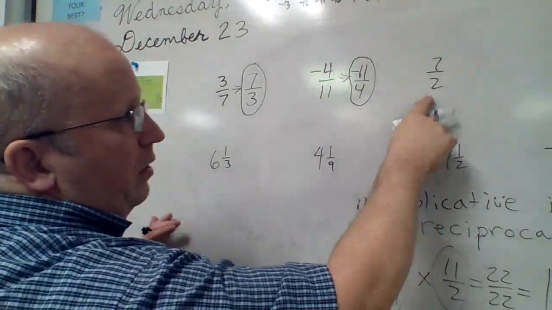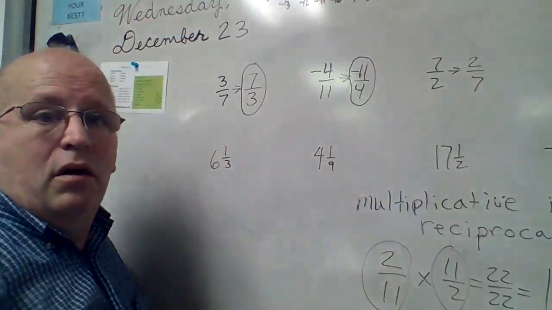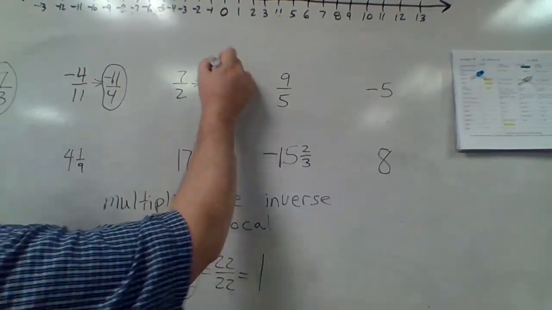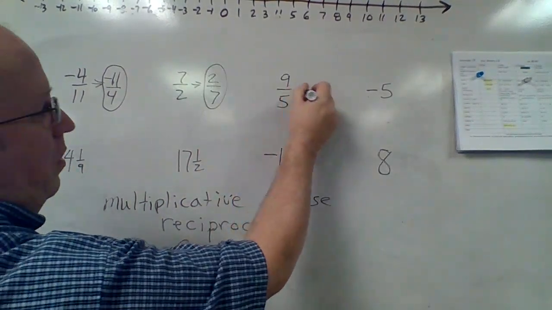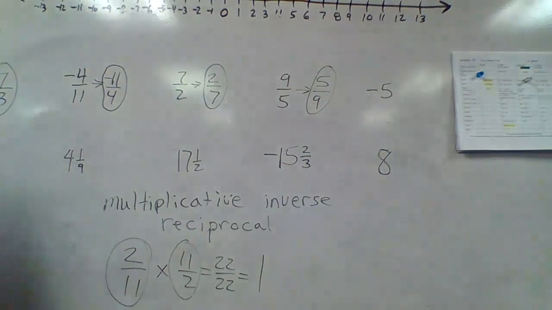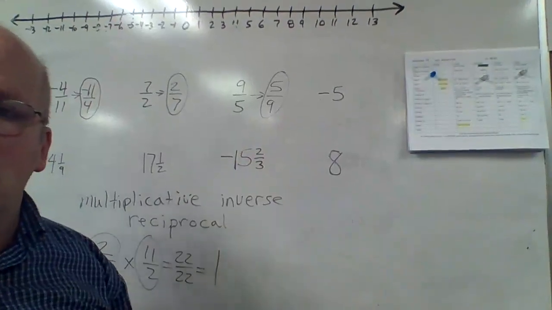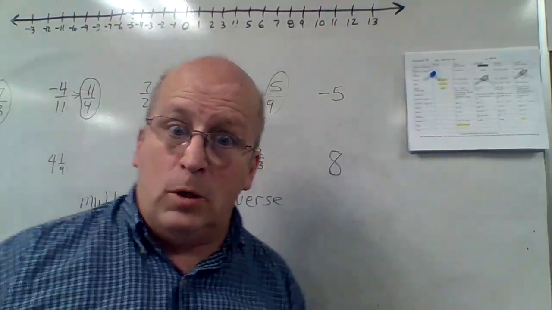How about this one right here? Wouldn't it be 2/7? Right? 2/7? That would be its reciprocal. How about for this one? Wouldn't it be 5/9? All I'm doing is flipping the fractions. But then all of a sudden, what about this? That's not a fraction. How do I find its reciprocal?